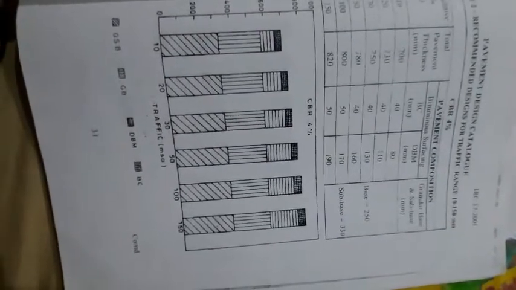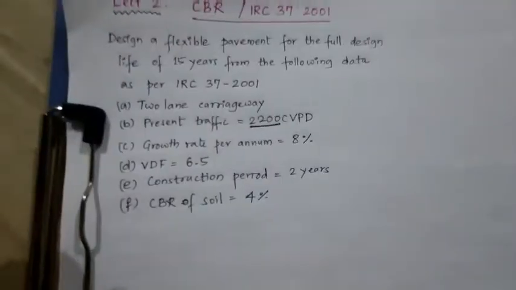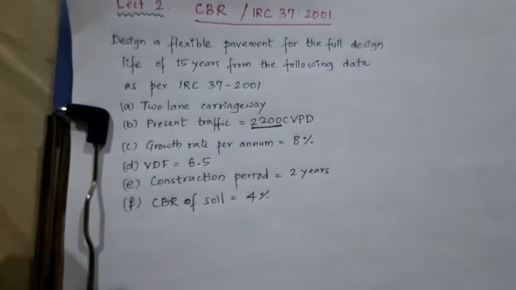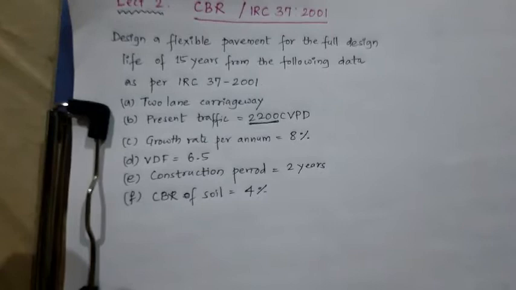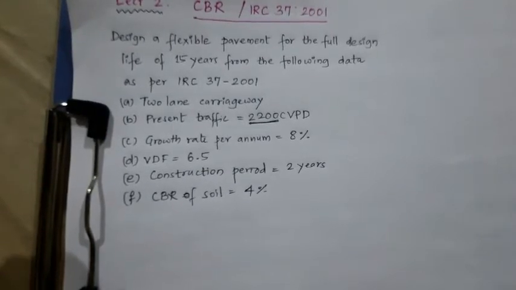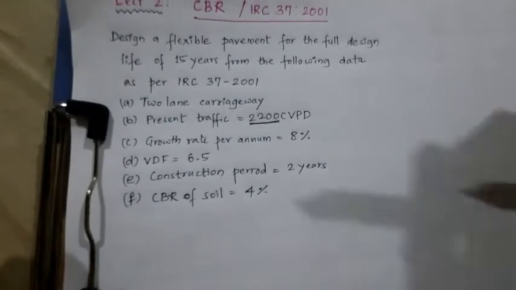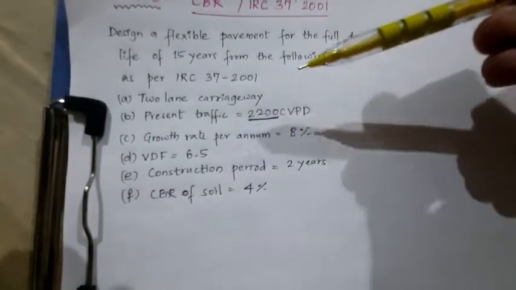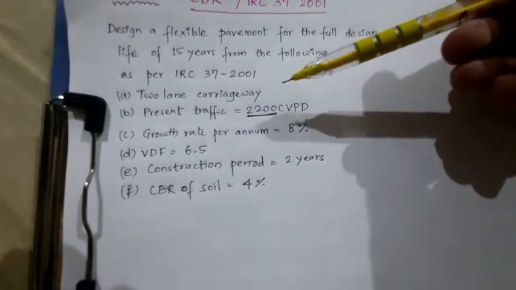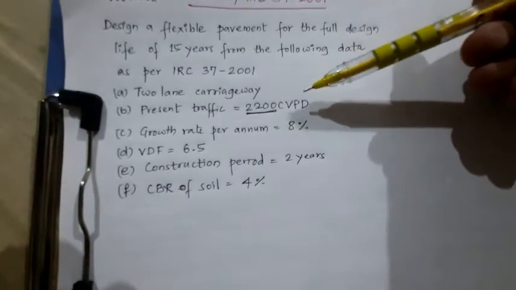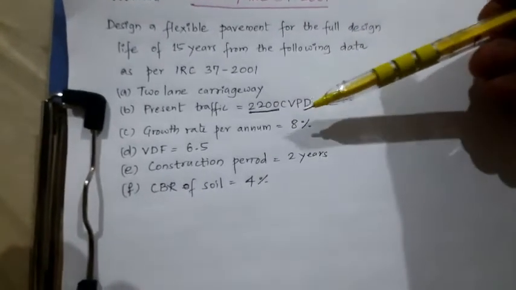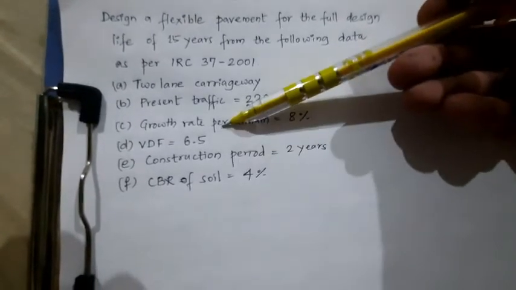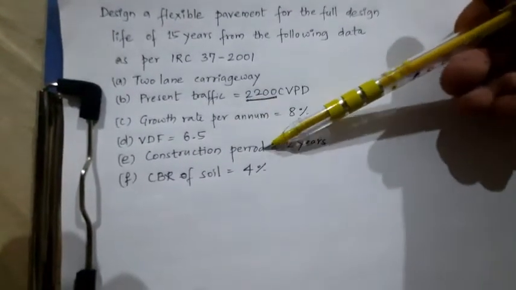Let us go through this whole code book again. Okay, this is the problem. Design the flexible pavement for a design life of 15 years for the following data as per IRC 37-2001. It has a 2-lane carriageway and the traffic at present is 2200 CVPD, that is commercial vehicles per day. Growth of the traffic is 8%. Vehicle damage factor taken is 6.5. It has a construction period of 2 years.